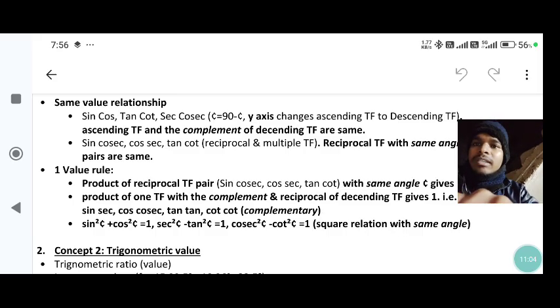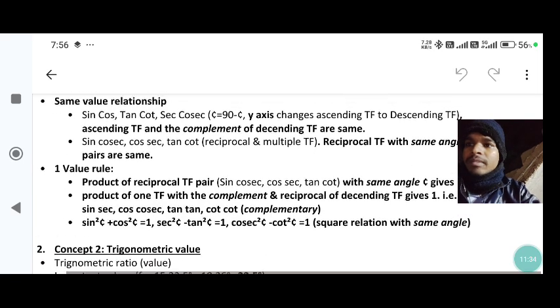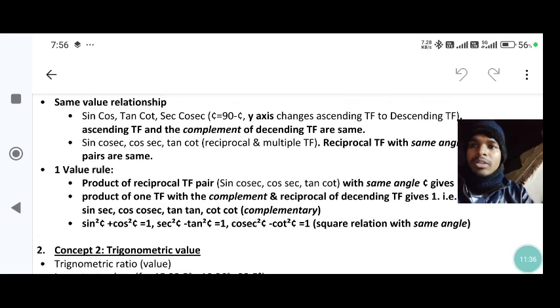Y axis changes ascending trigonometric function to descending trigonometric function. Means for all sin tan cos, that is for each quadrant, if it is taken from the x-axis, then there is no change in the trigonometric function, and if it is taken from the y-axis, then there will be a change in the trigonometric function. Ascending trigonometric function and the complement of descending trigonometric function are the same. So these two hold the same value.